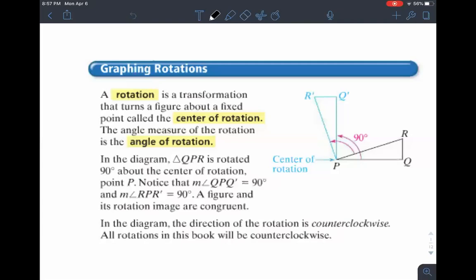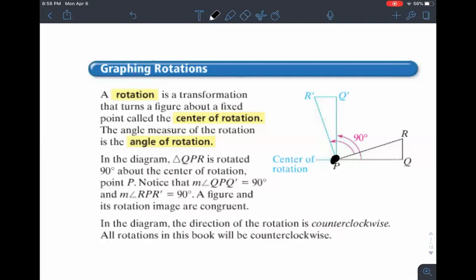Rotation is a transformation that turns about a fixed figure called the center of rotation, okay? In this picture, point P is the center of rotation. The angle measure of the rotation is called the angle of rotation. So in the diagram, you see that triangle QPR, that is the black pre-image, is rotated 90 degrees about the center of rotation, point P.